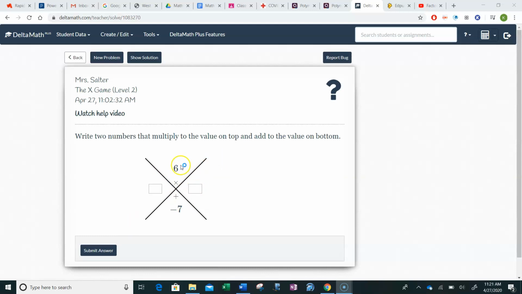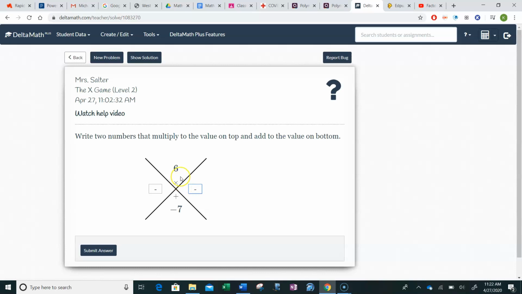What numbers would multiply to 6 and add to -7? All right, so if they multiply to a positive number, either both of your factors have to be positive or both have to be negative. But in this case, they add to a negative number. So the only option here is both of these have to be negative. So go ahead and get your signs first. And then you have to think about it. What numbers multiply to 6, but would then add to -7?